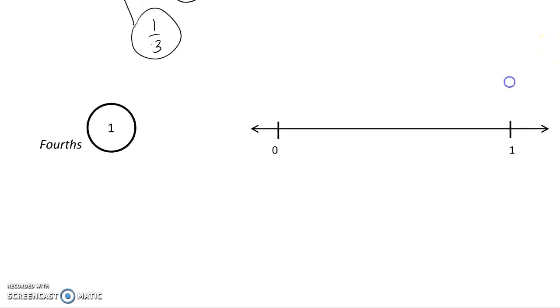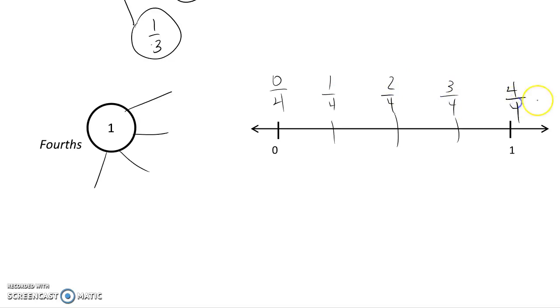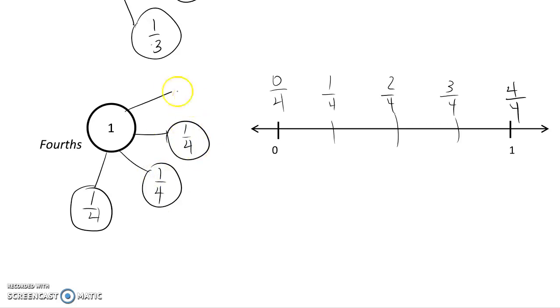Okay, fourths. Well, that tells me I need 4 sections on my number line and 4 sections coming out of my number bond. So this is going to be 0 fourths, 1 fourth, 2 fourths, 3 fourths, and 4 fourths. I'm getting good at counting with these fractions. So again, we show this as all of our unit fractions. It takes 4 1/4 fractions to make the whole thing.